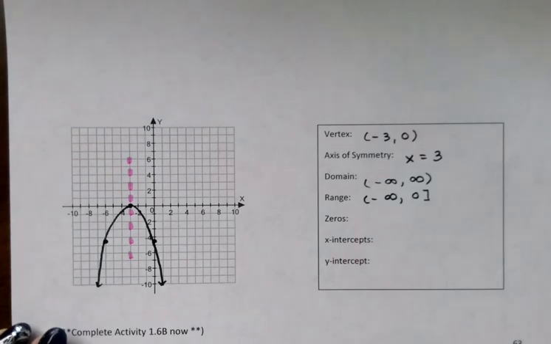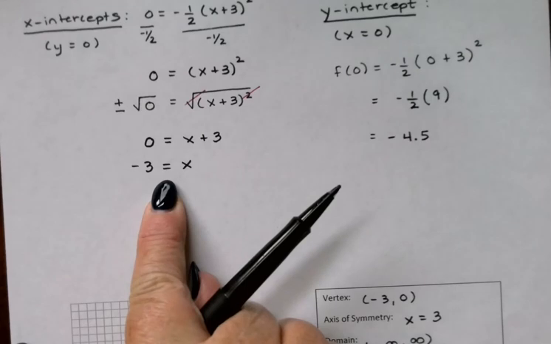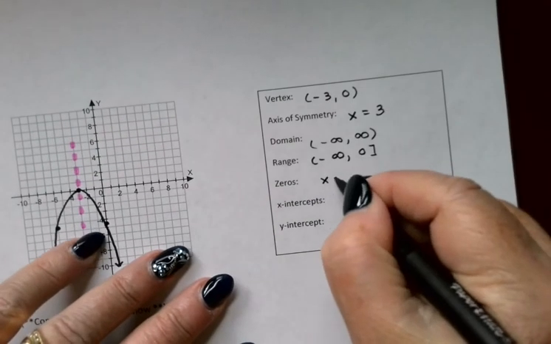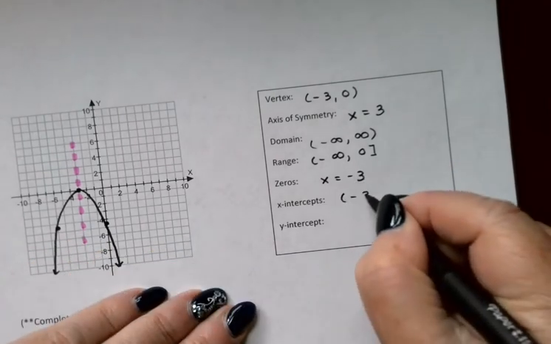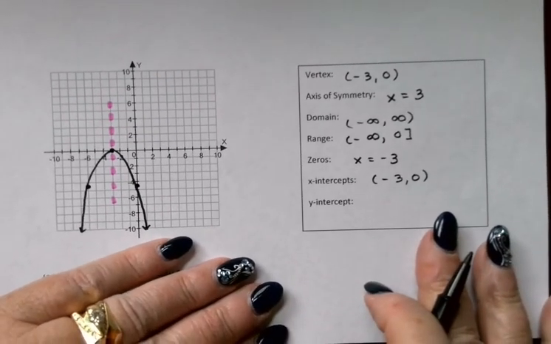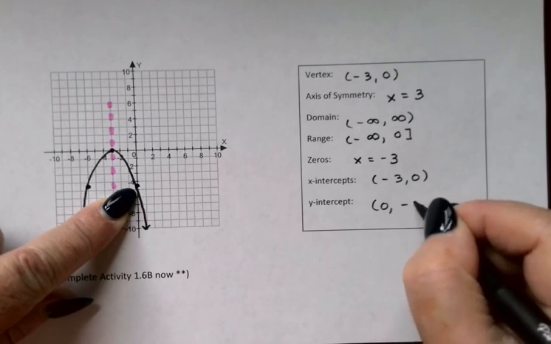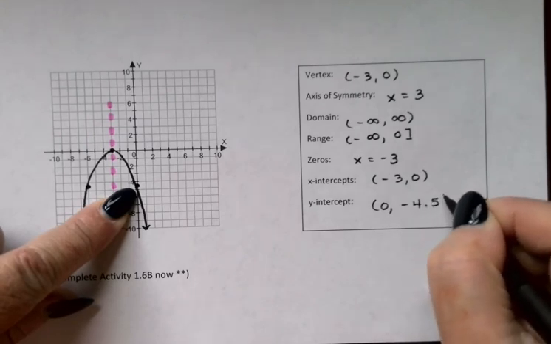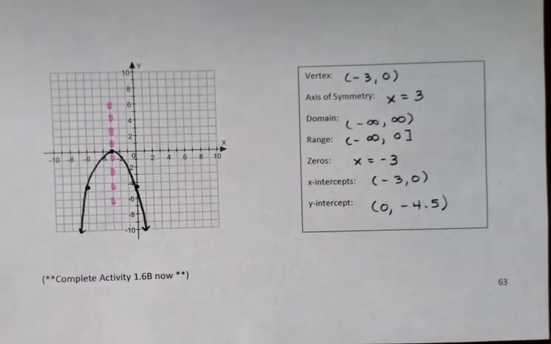The zeros of the function, there is only one. That was this x equals negative 3 right here. And if I write that as the point, negative 3, 0, it becomes my x-intercept. The y-intercept was at 0, negative 4.5. All right, so that concludes part B of section 1.6.